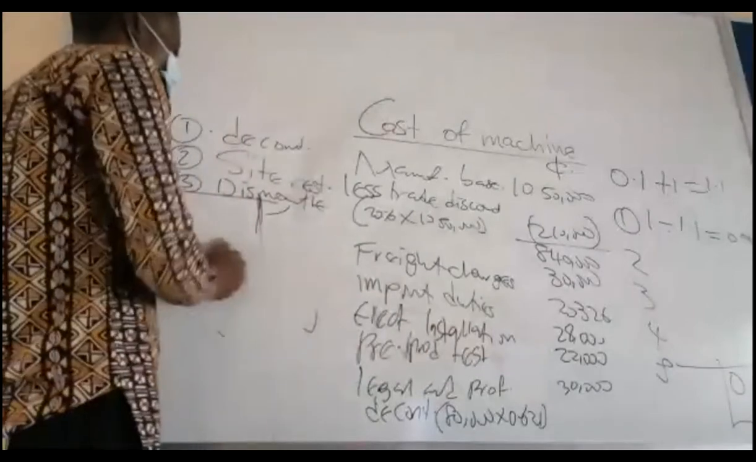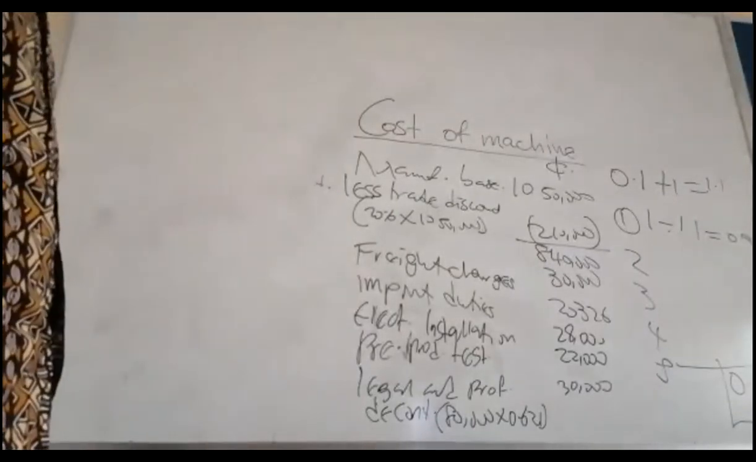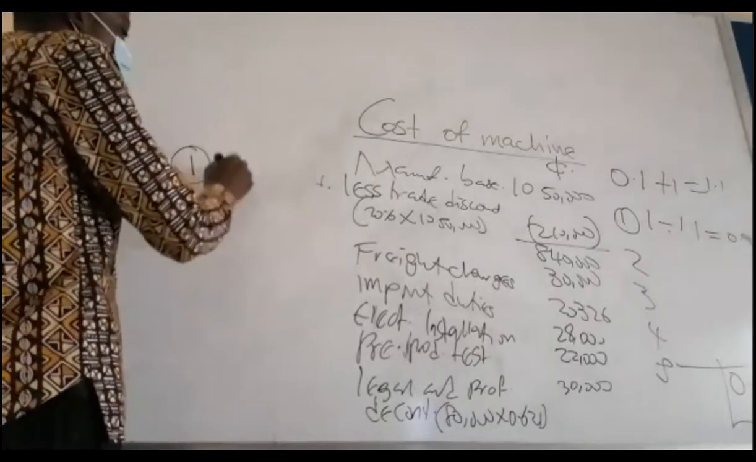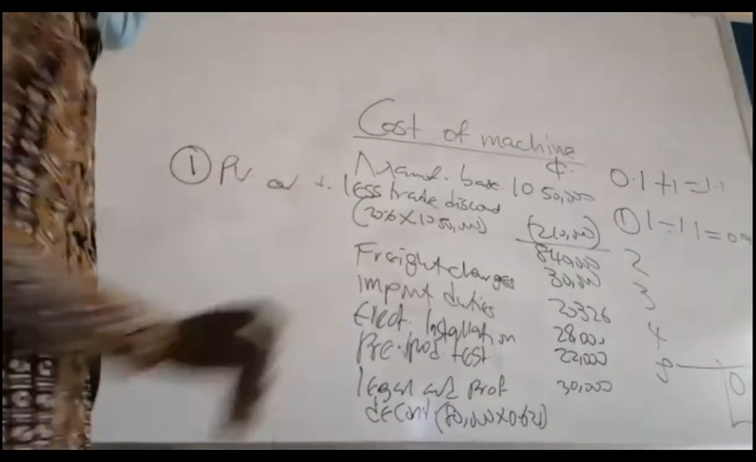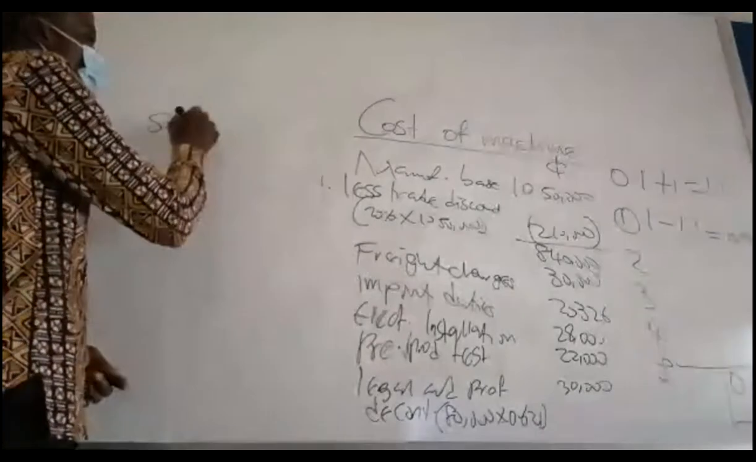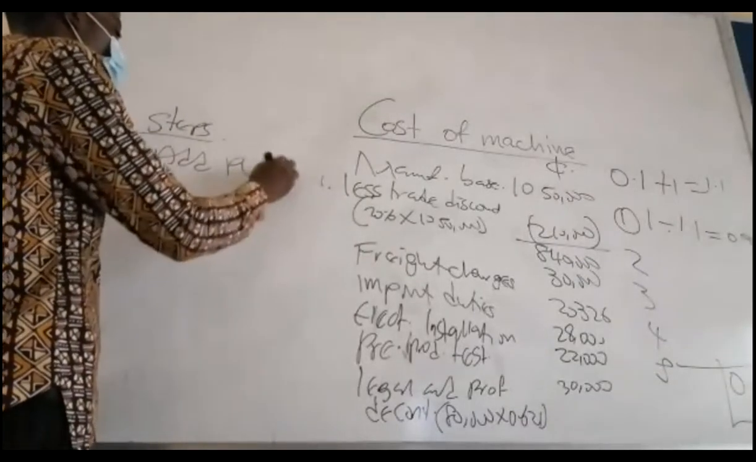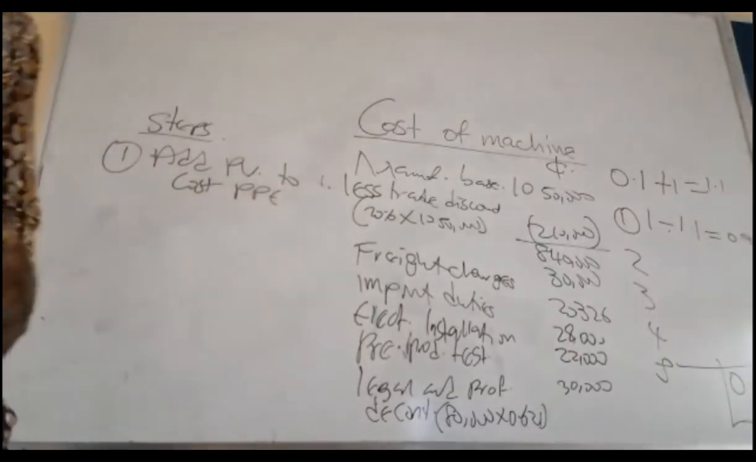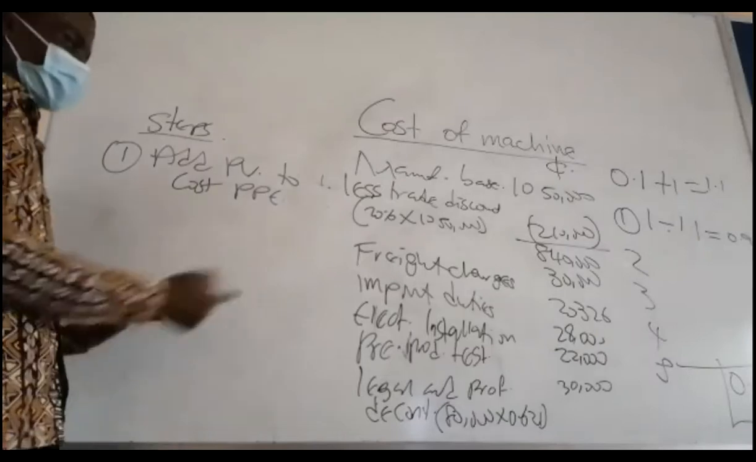Now, after getting the present value, we have 3 steps to deal with any cost that we get in future, the dismantle cost. Step 1, find the PV and add the PV of the dismantle cost to the cost of the asset. So the steps to deal with the dismantle cost: Step 1, add the present value to the cost of the PPE.